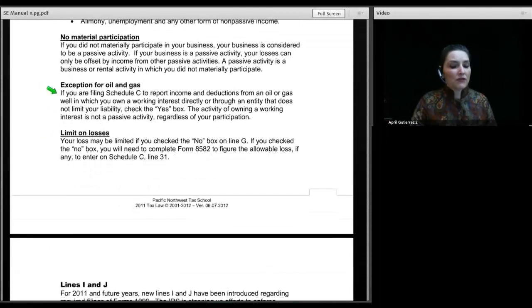There is an exception here for oil and gas. If you are filing Schedule C to report income and deductions from an oil or gas well in which you hold a working interest directly or through an entity that does not limit your liability, check the yes box. The activity of owning a working interest is not a passive activity regardless of your participation.